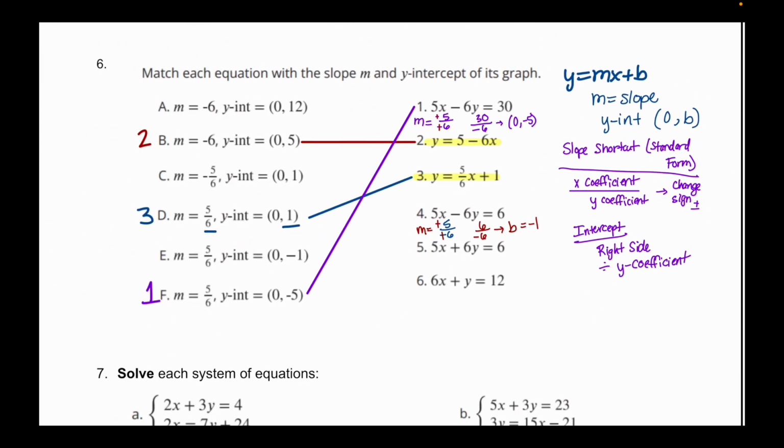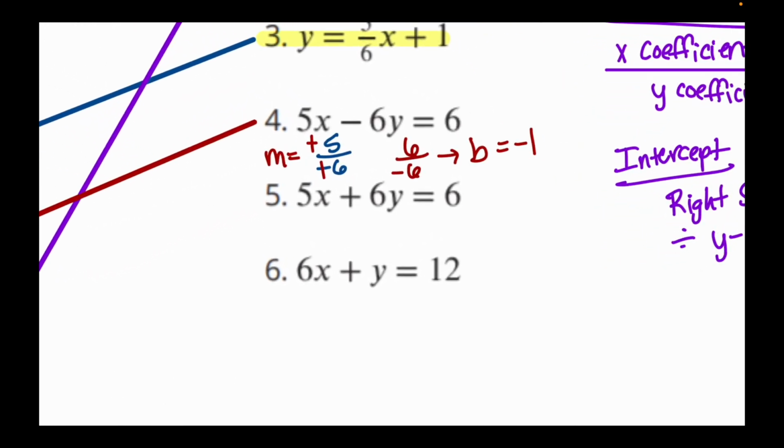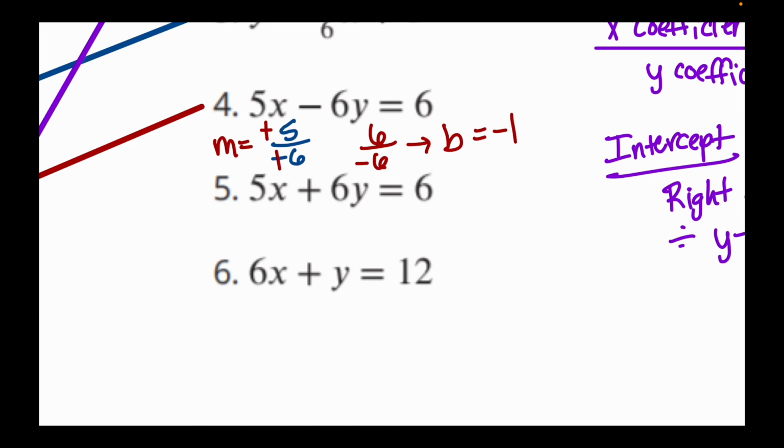So number 4 here is going to match up with positive 5 over 6, and b is negative 1. It's going to match with this one right here, which is option E. That's going to match with number 4. So we only have 2 left. Those should match with 5 and 6, so let's just do 5 and 6 here real fast.